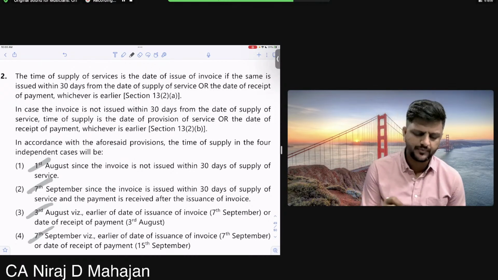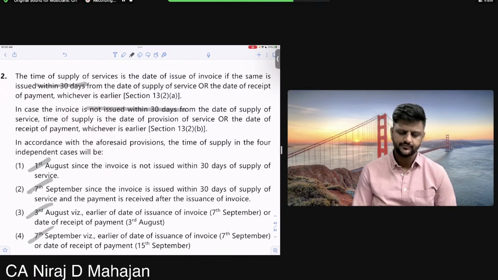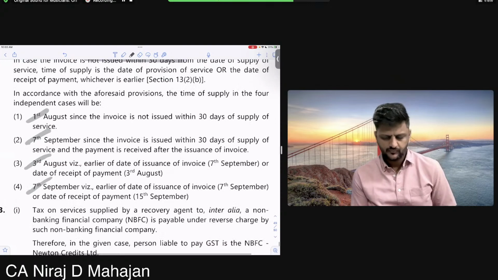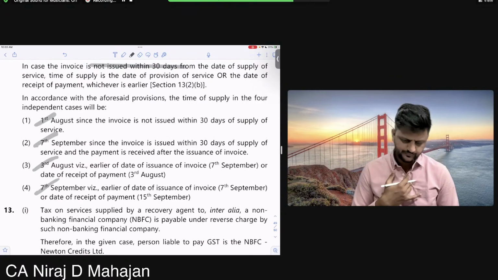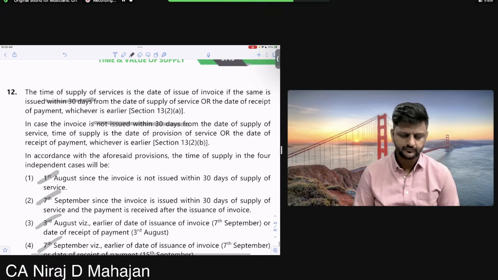So they have written both the laws: within 30 days or not issued within 30 days, right? And the reasoning. Done till here? But you are allowed to issue an invoice, children. On or before was also allowed, no? Done?